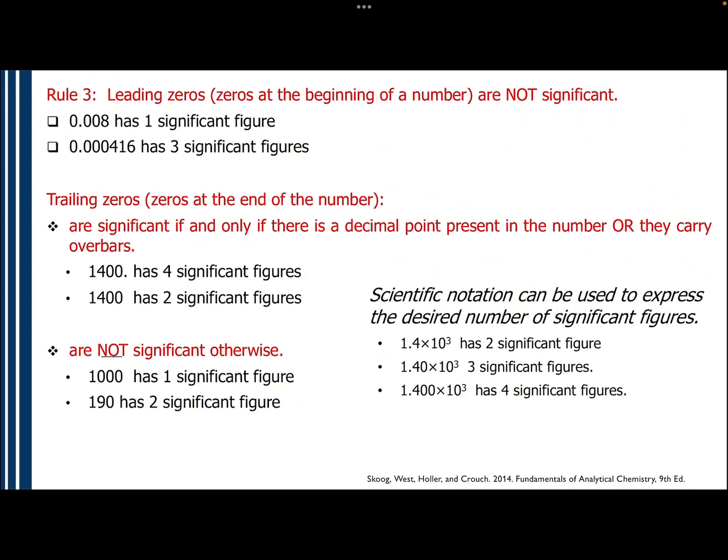For scientific notation, the digits shown are our significant figures. So 1.4 times 10 to the positive 3 has 2 significant figures. 1.40 times 10 to the 3 has 3 significant figures. The 10 to the power does not apply to the significant figures.